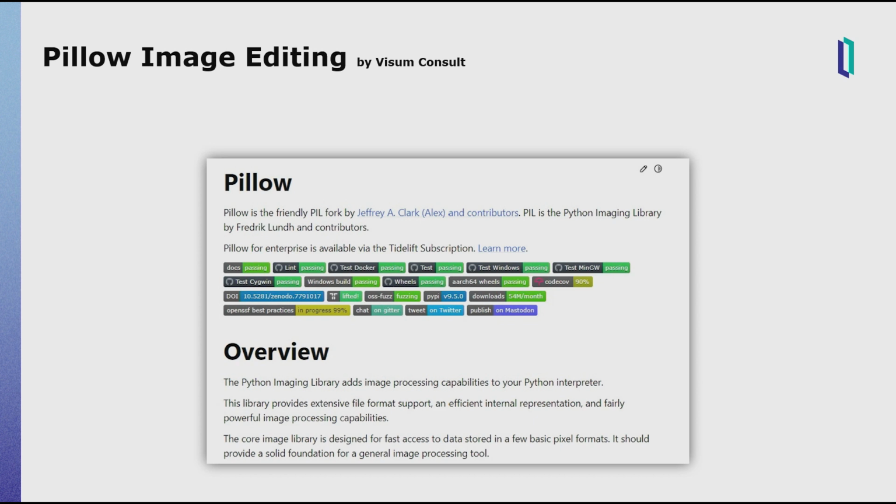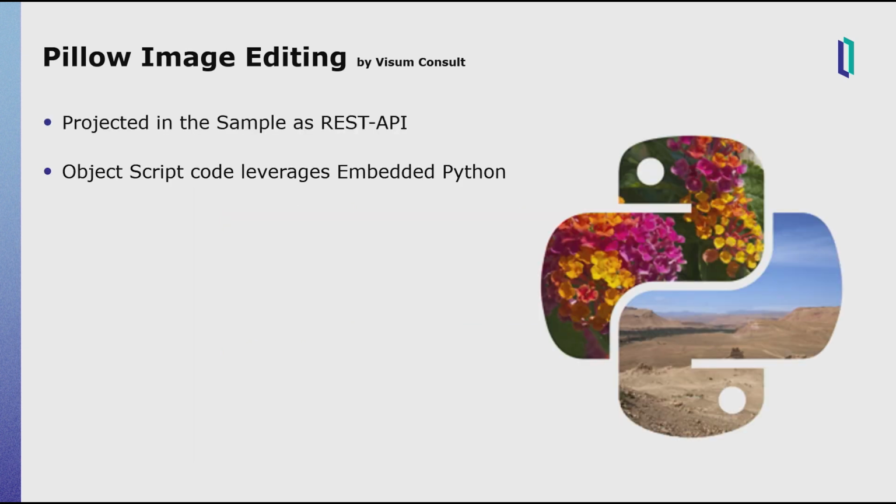And what Visum Consult did here is they projected parts of the Pillow library as a REST API. The REST API was built with ObjectScript, was implemented in InterSystems Iris. InterSystems Iris has great support for REST. So they created an InterSystems Iris REST service. And the implementation of this REST service leverages embedded Python. So let's take a look how it works.